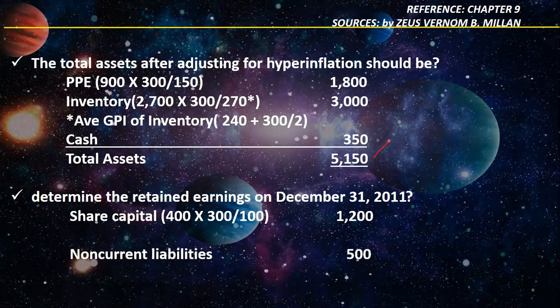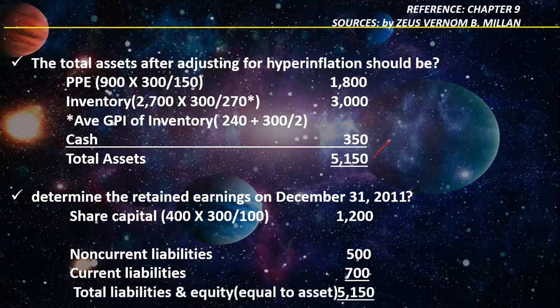Then, non-current liabilities. Okay, if items are receivable or payable in a fixed or determinable amount, they are considered monetary items. So non-current liabilities are a fixed or determinable amount, considered monetary items, so they need not be restated. Same with current liabilities, 700. So we no longer need to restate that because it is the current year balance.